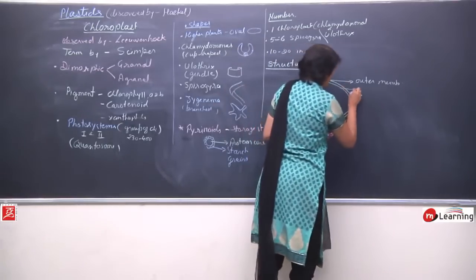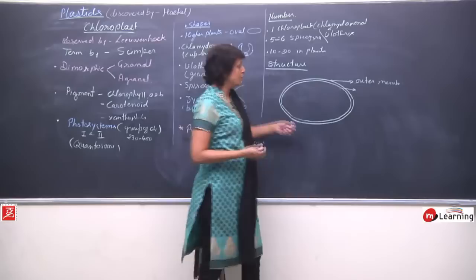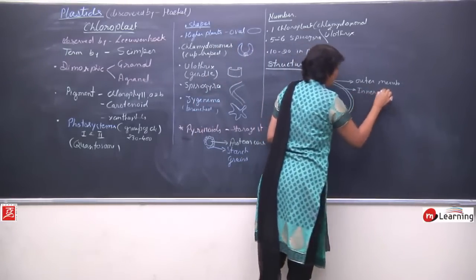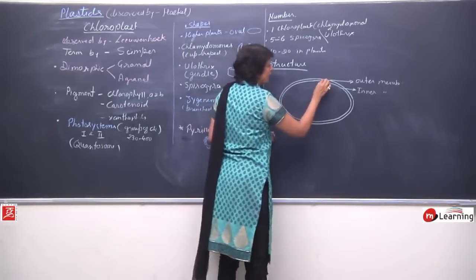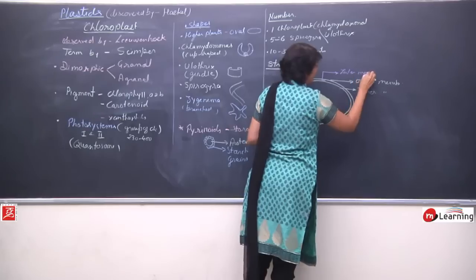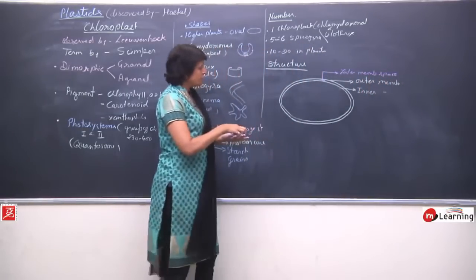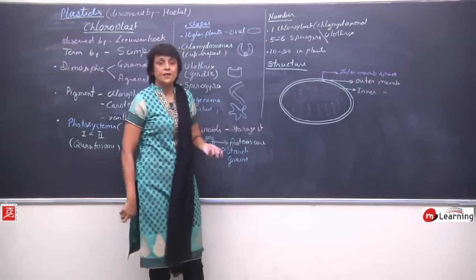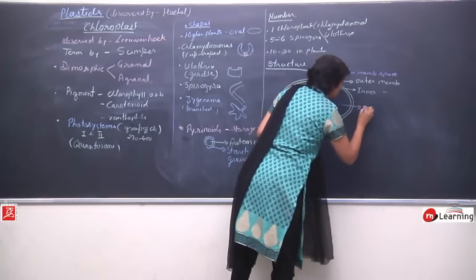Inner membrane is rich in proteins and is selective in terms of the substances which can go through it, the inner membrane. Between the two membranes there is a space. This space is known as intermembrane space. The substance which is filled inside is rich in enzymes, ions and many more structures. This is known as stroma.